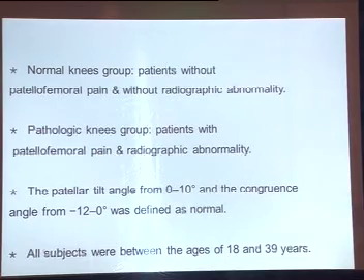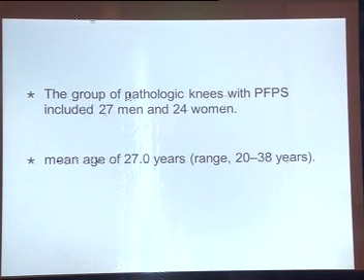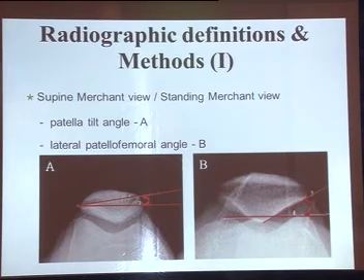The patellar tilt angle ranged from 0 to 10 degrees and the congruence angle from minus 2 to 0 degrees, which were defined as normal. All subjects were between the ages of 18 and 39 years. The group of normal knees included 22 men and 22 women with a mean age of 27.8 years. The group of pathological knees included 27 men and 24 women with a mean age of 27 years. The patient positions for the Merchant view are as below. The left side shows the standard non-weight-bearing Merchant's view, and the right side, diagram B, shows the standing Merchant's view.